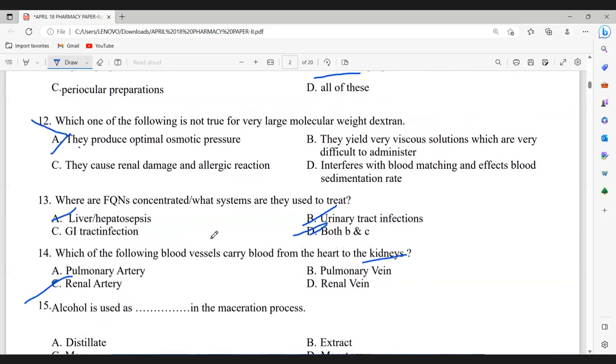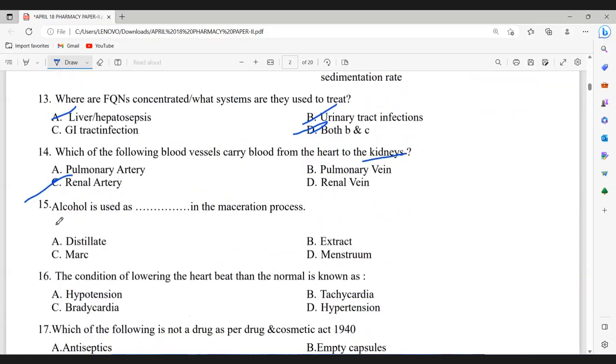13th question, both A and C are correct. Sorry. Fluoroquinolones are found in the liver and treat urinary tract infections. No, A and B, not B and C, it is A and B.